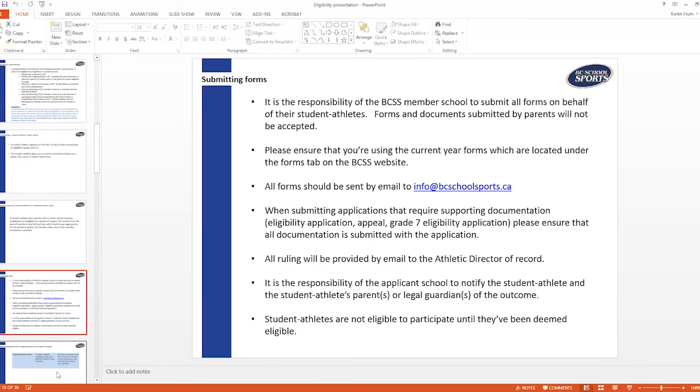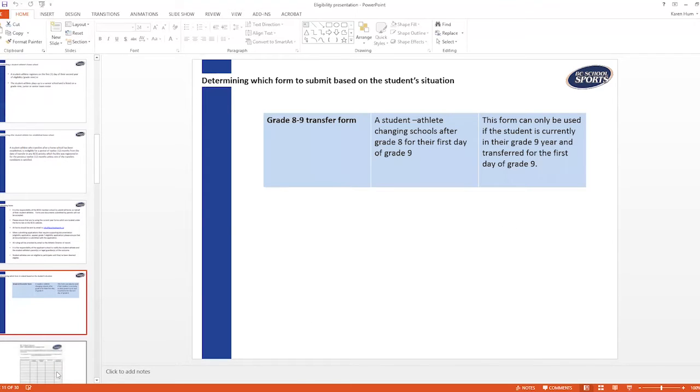Okay, so we're going to start walking you through the different forms and the scenario in which you should use them. The first form is the grade 8-9 transfer form. You're going to use this form for a student athlete changing schools after grade 8 for their first day of grade 9.